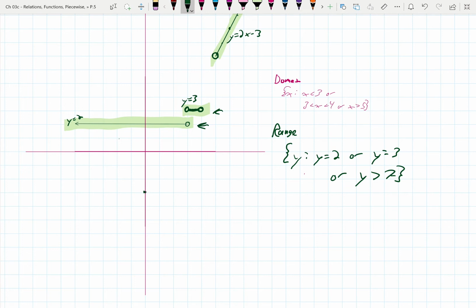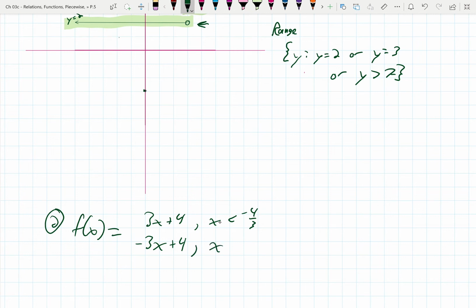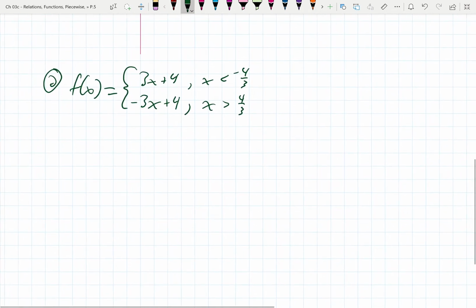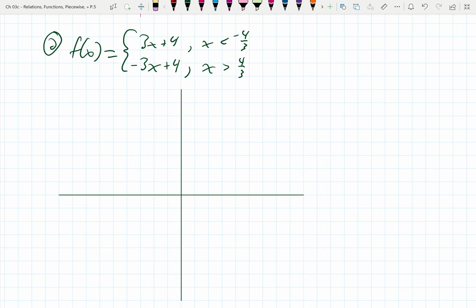So let's try to do another example. We're going to graph f of x equals 3x plus 4 whenever x is less than negative 4/3, or negative 3x plus 4 whenever x is greater than 4/3. Okay. Well, let's put a grid down. And here we go.